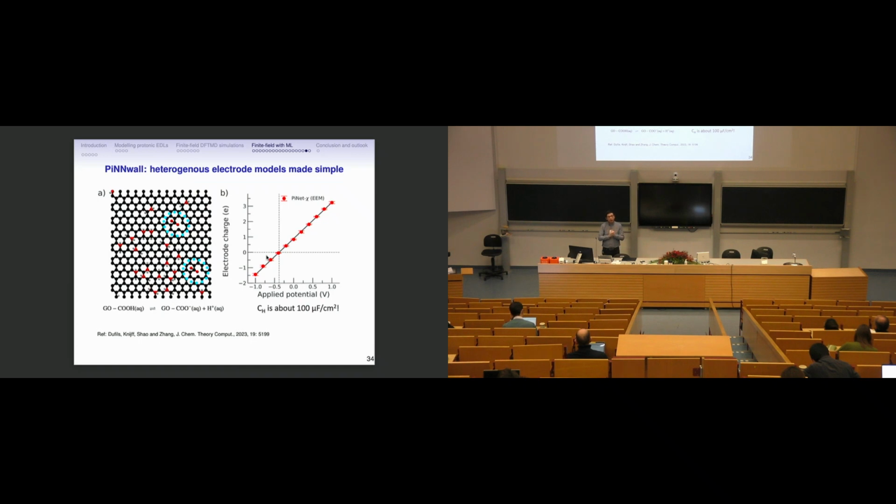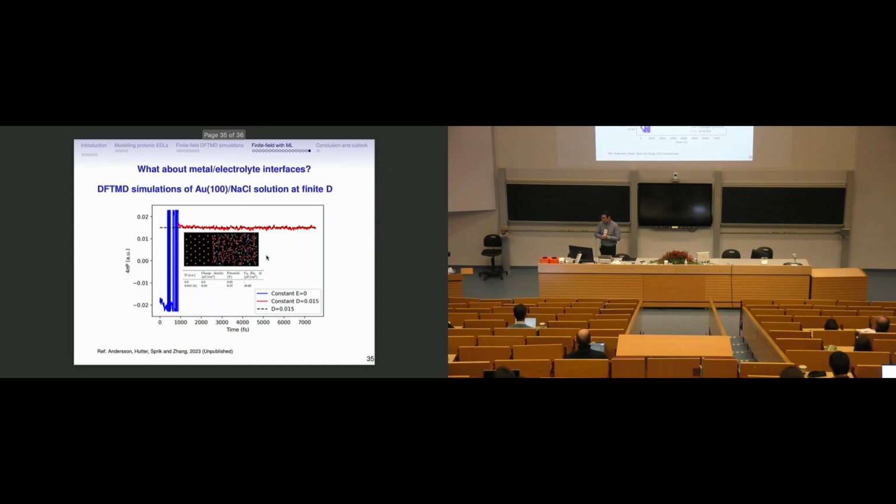And at this point, you can also compute how much of the capacitance is due to the proton charge. What we find is that this capacitance due to the proton charge is much larger. It's about 100 microfarad per centimeter squared, which is rather comparable to the one I showed you before using the DFTMD simulation that we did for the metal oxide system. So with PINWHEEL, you can look at heterogeneous electrodes, which is very nice.